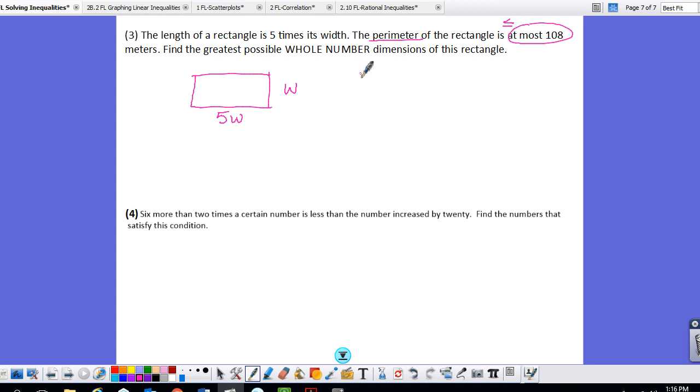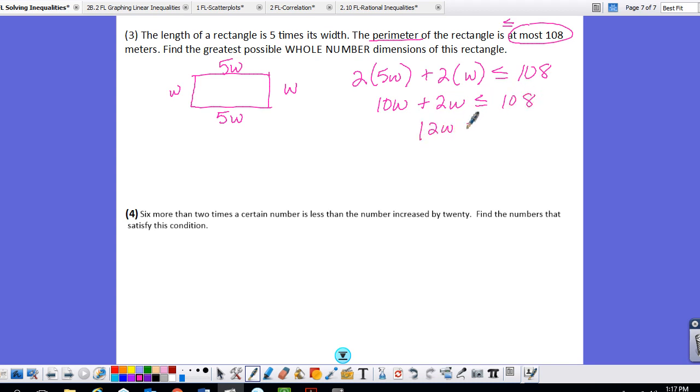So our perimeter, you take 2 of the 5 W's and 2 of the W's. So we can say 2 times the 5 W's and 2 times the W equals our perimeter. Whoops, it's at most our perimeter, less than or equal to 108. So 2 times 5W is 10W plus 2W is less than or equal to 108. Add your like terms and you get 12W is less than or equal to 108.